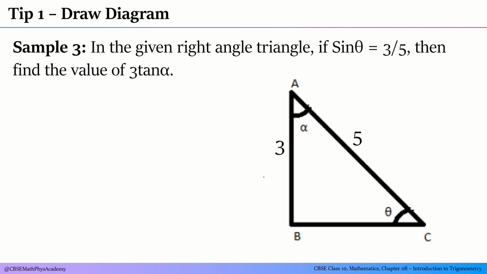This is the third sample. They have given you the value of theta, that is 3 by 5, but you are required to find the value of alpha. So putting this in place, which is the hypotenuse and which is the adjacent side, helps you to properly figure out what you're exactly supposed to find, whether it is your adjacent side or your opposite side. So drawing the diagram is one important thing which you're not supposed to miss.